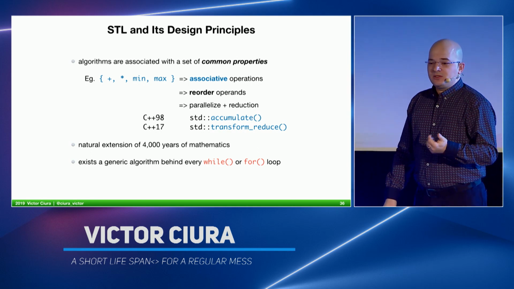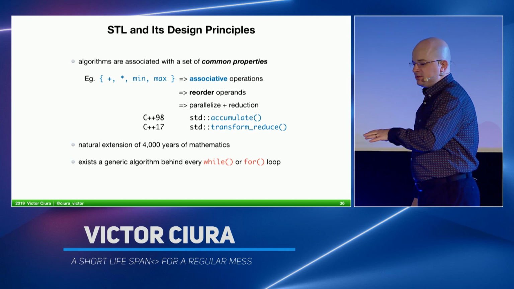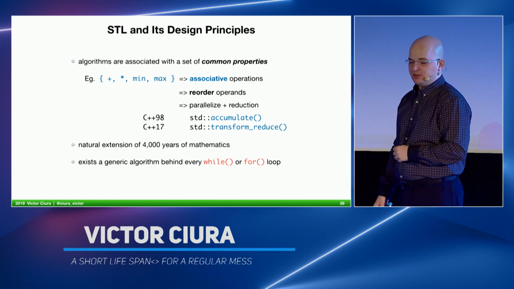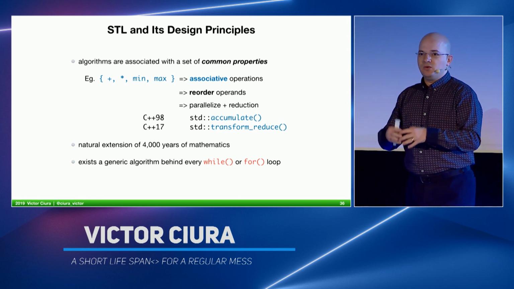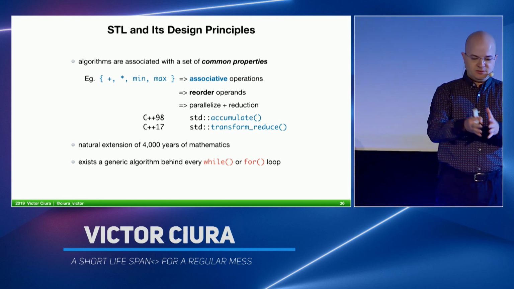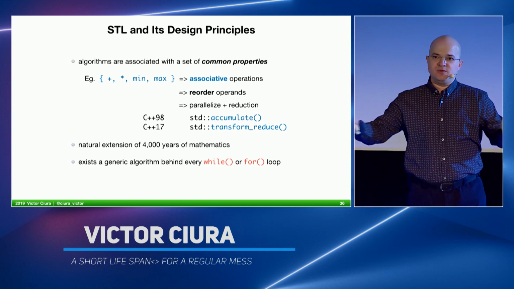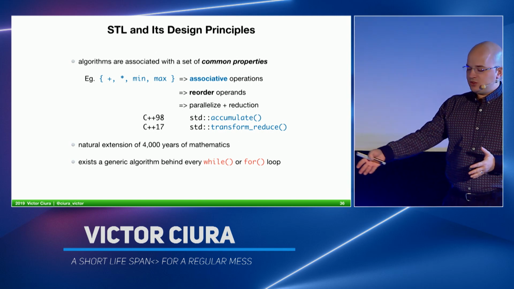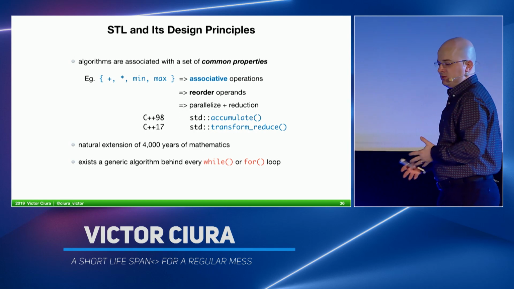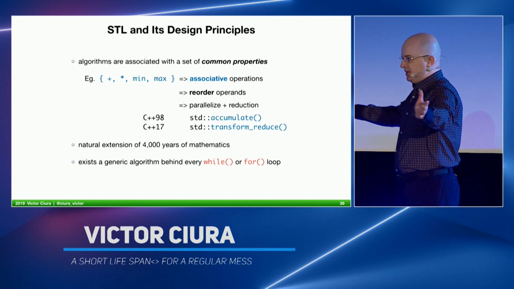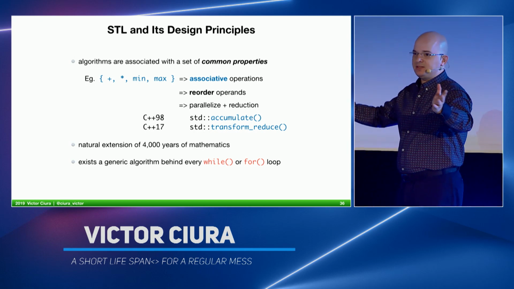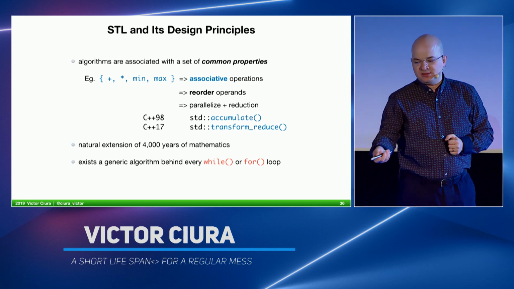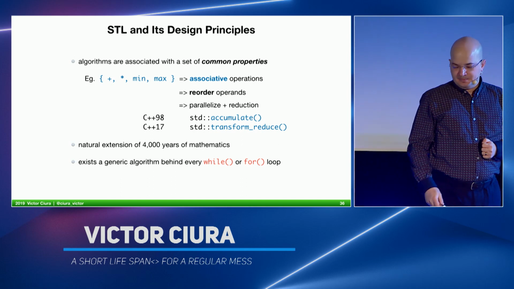And algorithms are associated with a set of common properties of types and operations. For example, if we take addition, multiplication, min, or max, these are all associative operations, so we can reorder operands, and hence we can parallelize the operations, and we can use algorithms such as accumulate or transform reduce, or basically parallelize and reduce the operations for any operation that's associative like this.